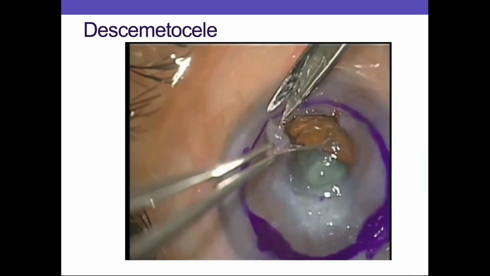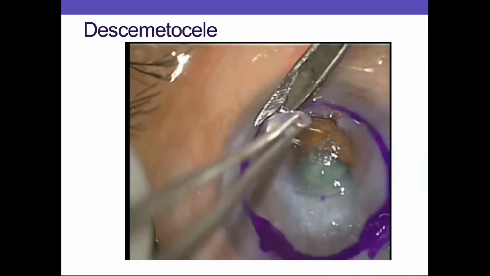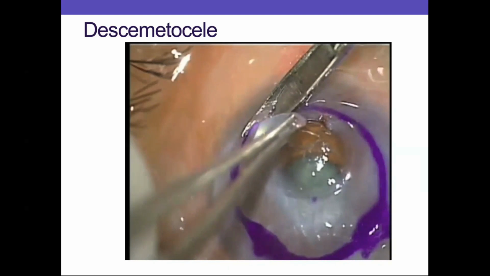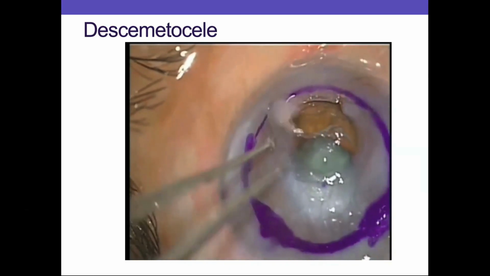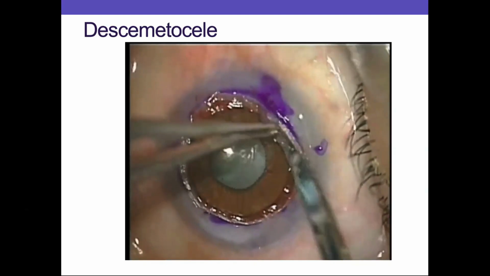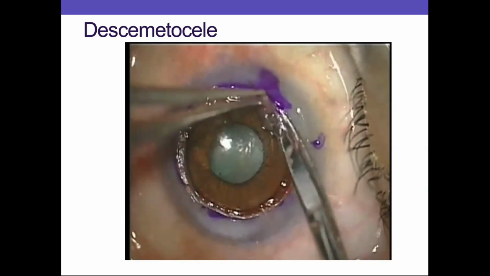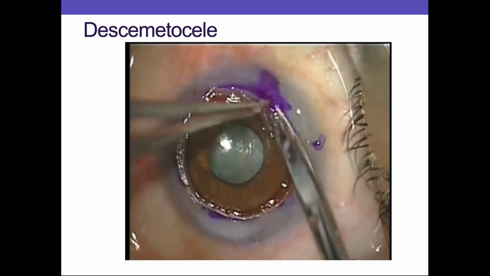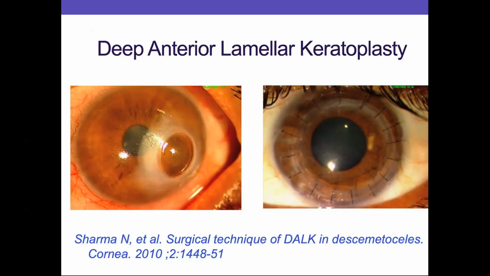It is very simple to do DALK in case of descemetoceles, unlike in case of keratoconus or other cases, because this is pathological. So this is still extraocular, and the clear Descemet's membrane is looking at you, and over this you can place a graft. So this is how it looks in the post-op picture.